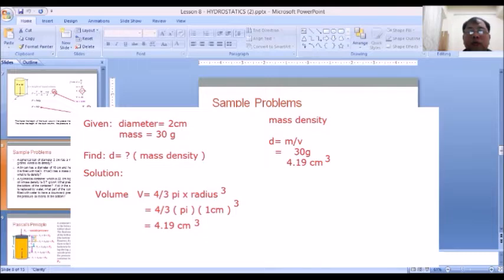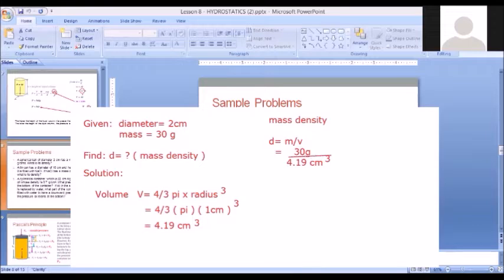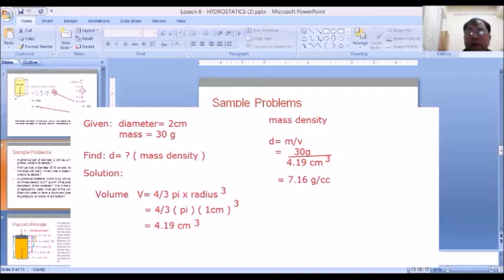So how much will we have for our answer? 7.16, sir. Eventually, when we divide 30 grams by 4.19 cubic centimeter, we have 7.16 gram per cc, cc for cubic centimeter. Any question with number 1?